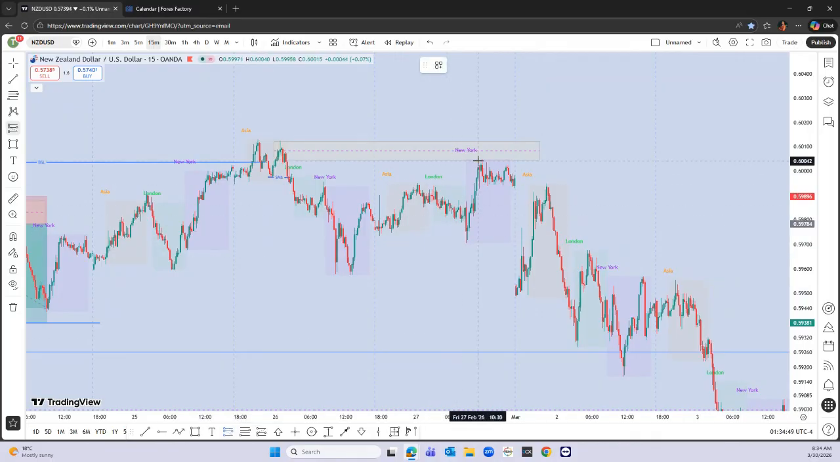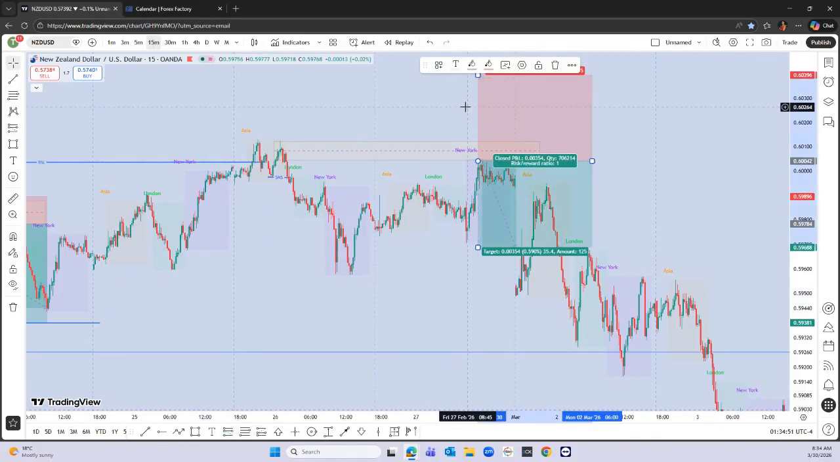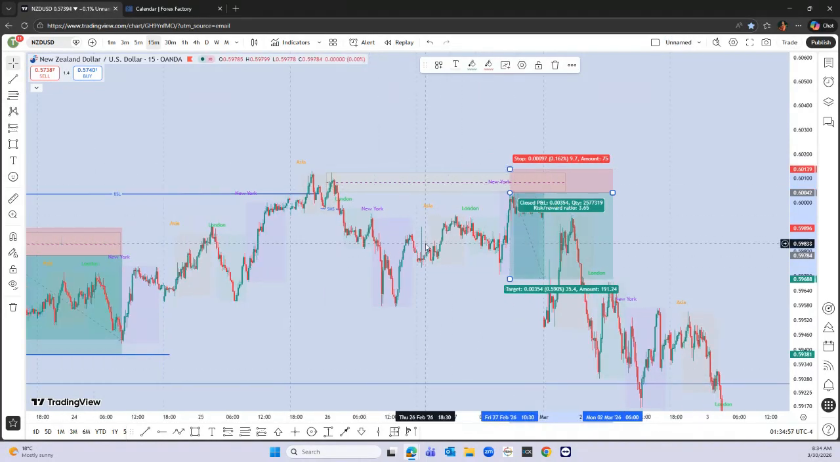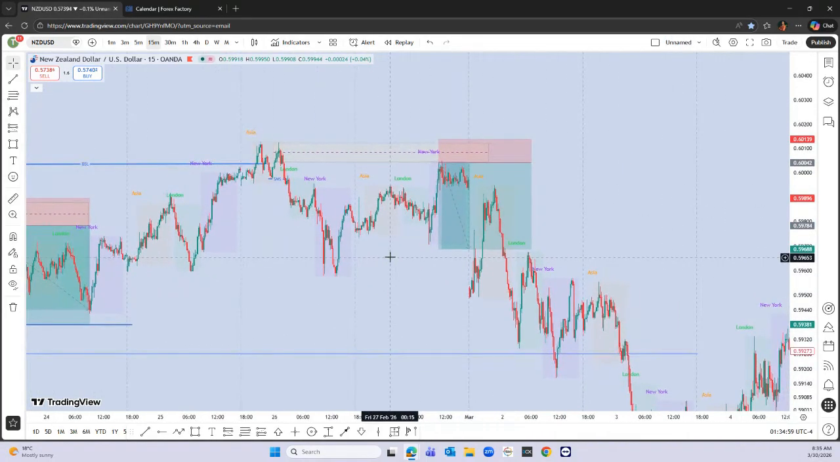Remember, we are only looking at selling opportunities, and we are selling in premium. So above this line is premium. That's why we want to look at sell entry.